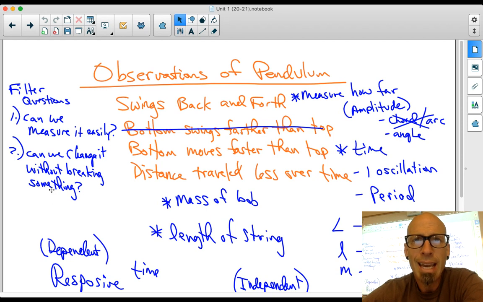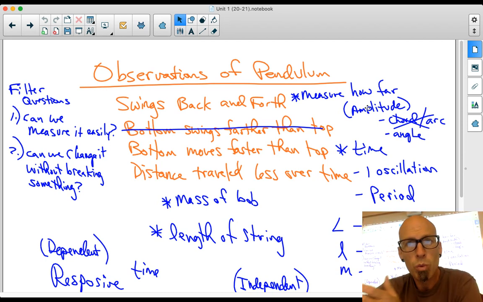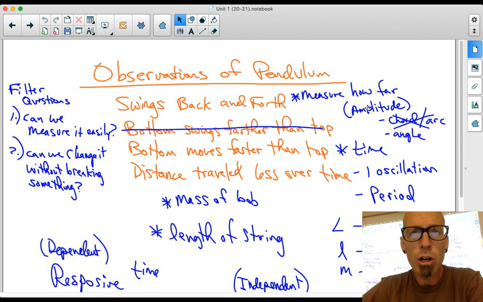Is this something that can change? We can alter it without actually breaking something. So we started looking at our list in that way. We said that it swings back and forth. Well, this is true. And so the question is, can we measure that? Someone suggested we can measure how far it goes back and forth. And I told them, hey, that's actually called amplitude. How far something swings like that is called amplitude.